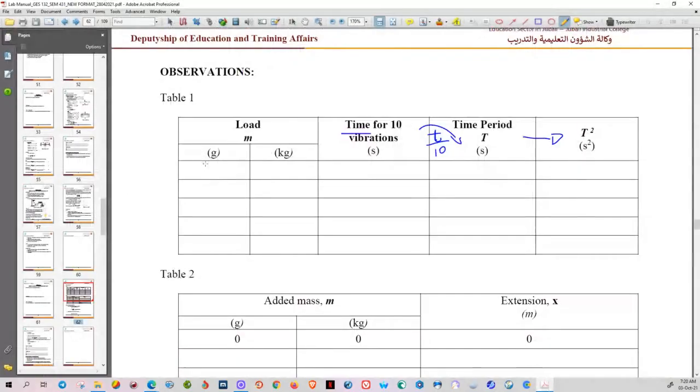So in your data sheet, you will write 50 grams. Let's make it by 10 grams, for example, 60, 70, 80, 90 grams. To change gram to kilogram, how do we calculate it? Anyone? Will anyone give me the answer? From gram to kilogram, how do you calculate it?